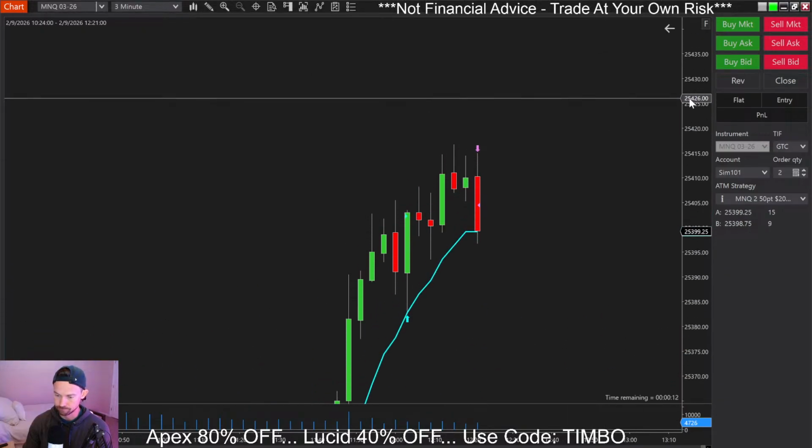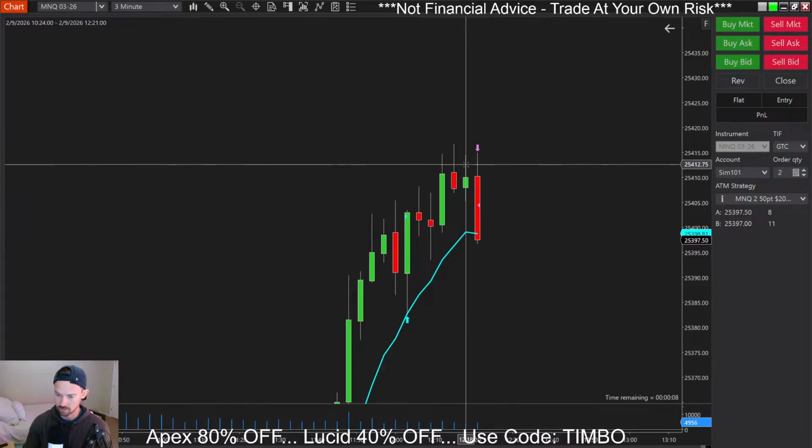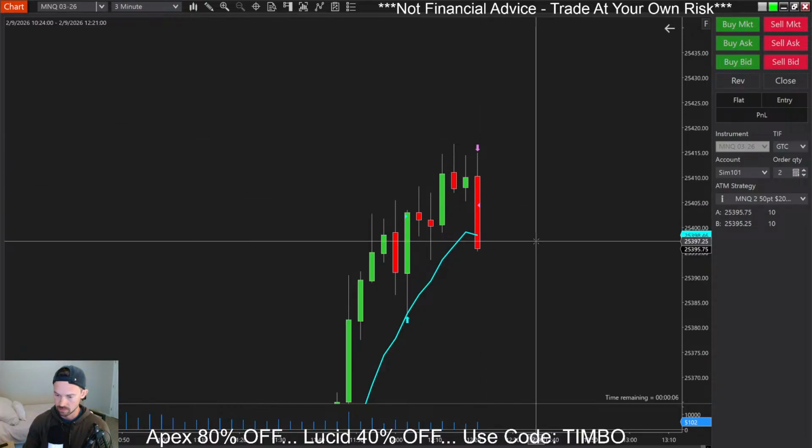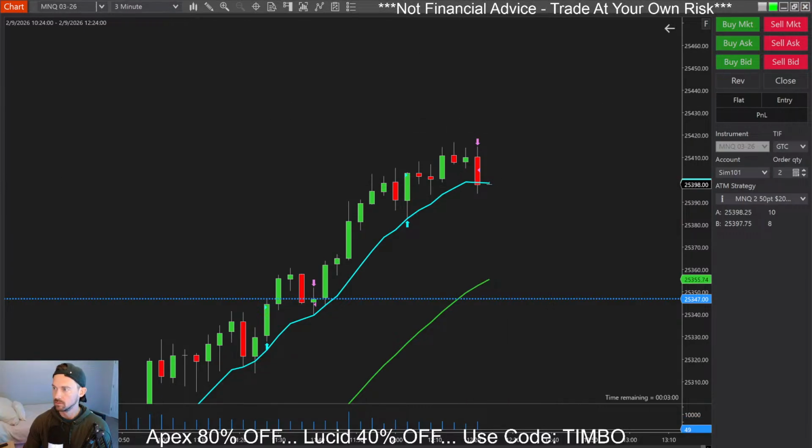Yeah, all these wicks on the 3-minute. You got 1, 2, 3, 4 rejections, so here's some selling coming in for sure. Which we haven't had much of a pullback really since 10:15ish.